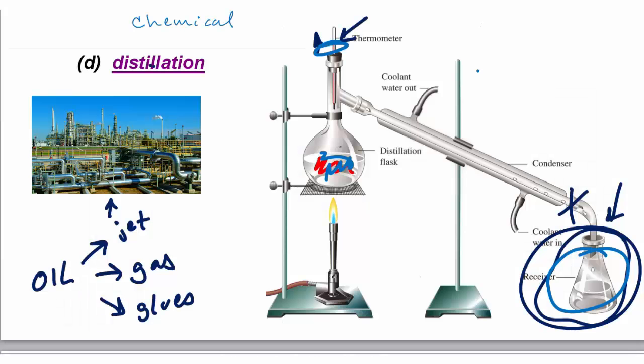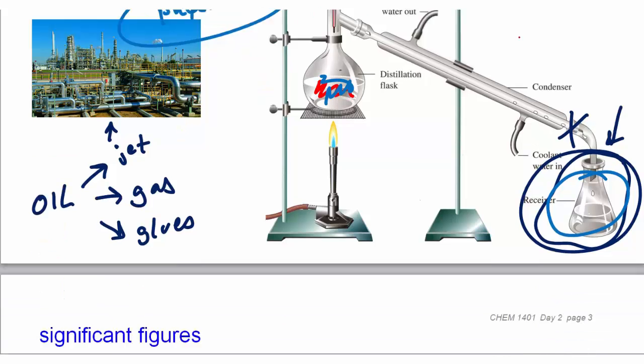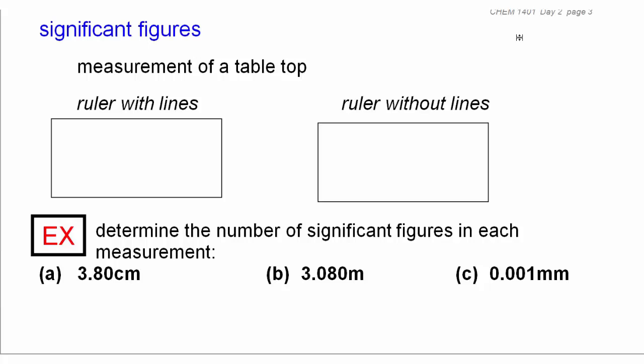So is distillation a chemical or a physical process? Distillation is definitely a physical process because all of these components were there in the first place. We're not creating anything new. We're just separating out the mixture. Okay, let's move on to significant figures.